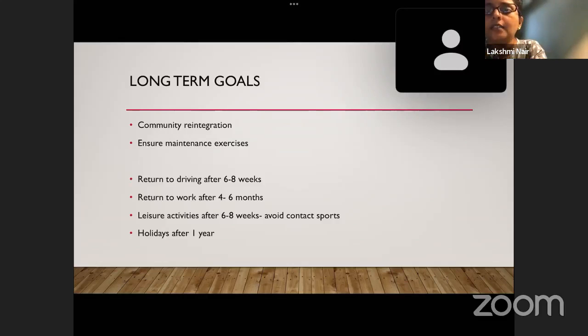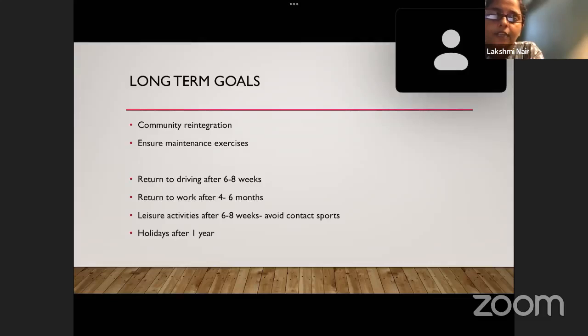Return to driving is after 6 to 8 weeks, once they are off the sternal precautions. Return to work is after 4 to 6 months, once their chance for rejection comes down a little bit. And leisure activities, depending on how intense it is, they can start from 6 to 8 weeks, but avoid contact sports which can harm the lung.